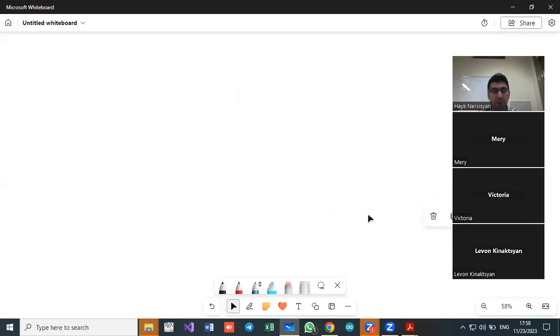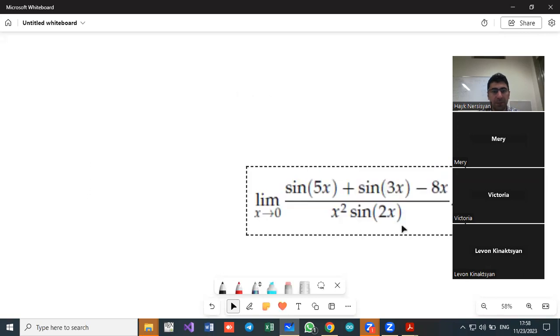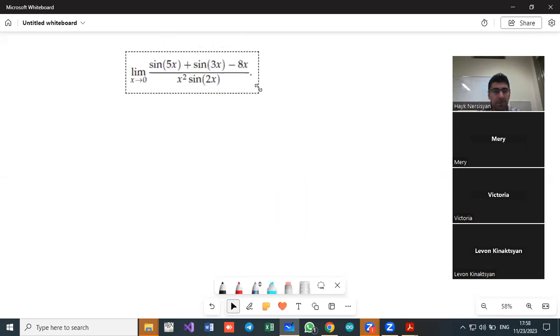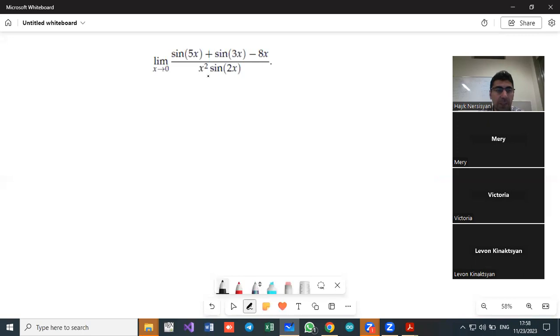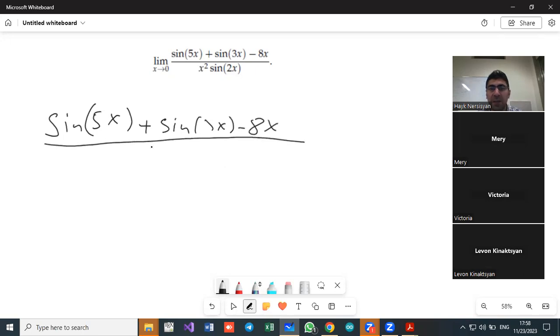So we have to calculate the limit. Okay, let's do the following. Let's not do L'Hopital from the beginning. Why? Because, look here, we can split it into two parts: (sin 5x + sin 3x - 8x) divided by x cubed, times x over sin 2x. Look, we have divided by and multiplied with x.